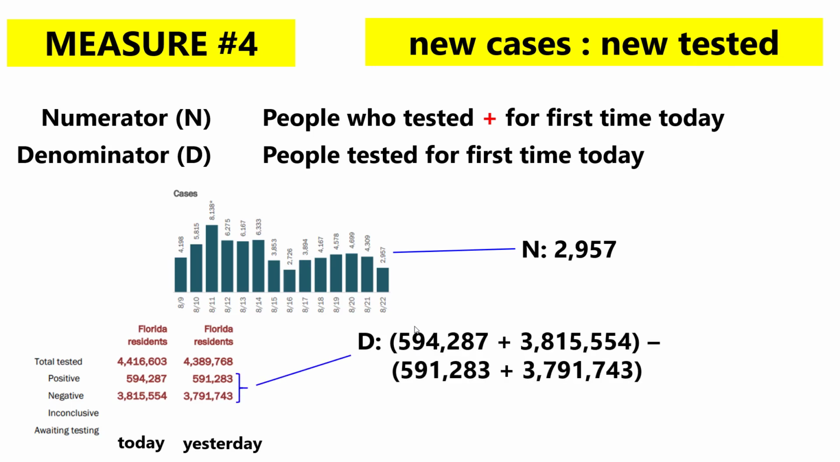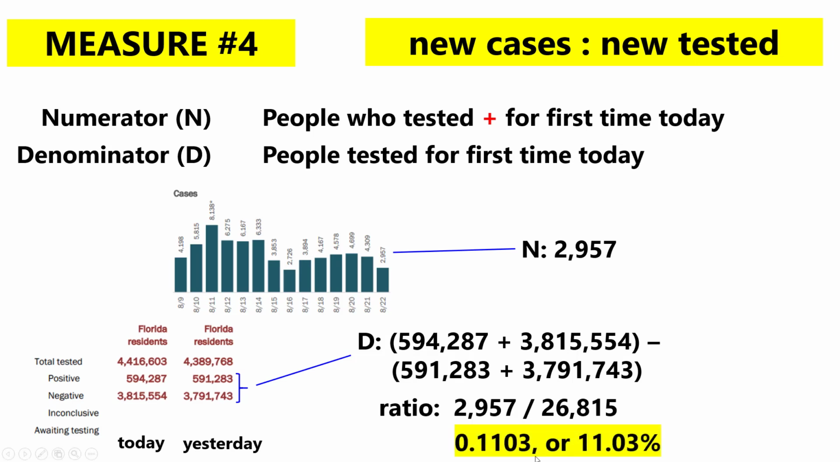The denominator is going to basically be, if I were to add up all of the positive and negative test results, or people tested with a positive or a negative today, minus that same number from yesterday. So that's what's happening here in the math. So the ratio ends up becoming 2957 divided by this math played out, which is 26,815. That's the number of people tested for the first time today.